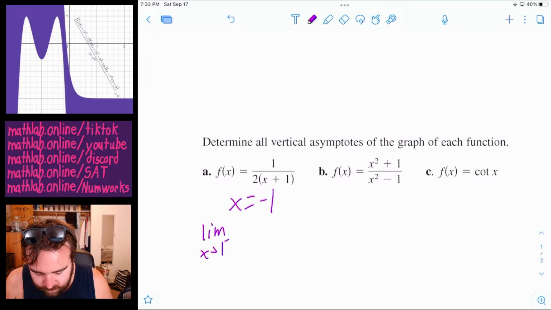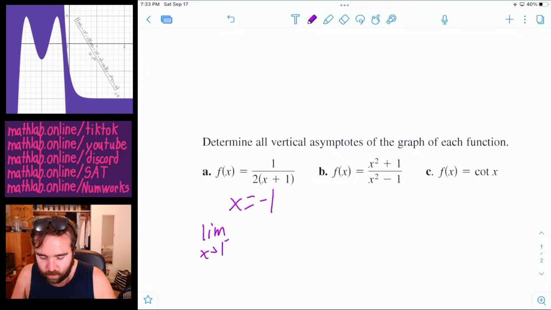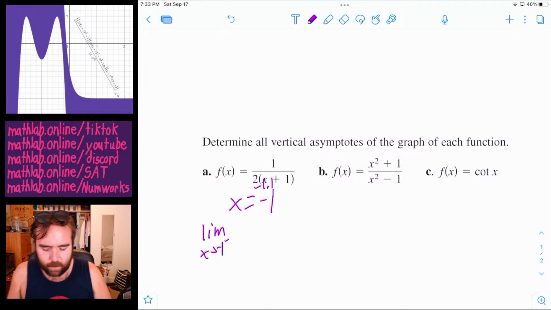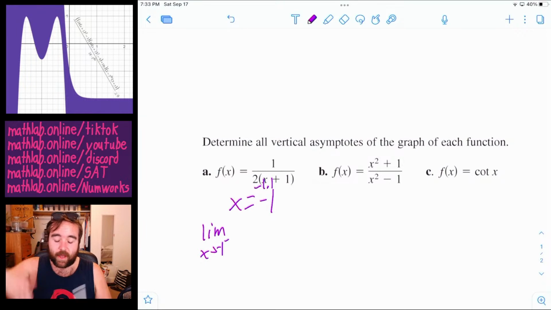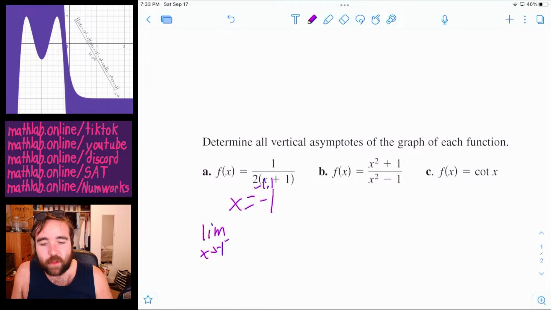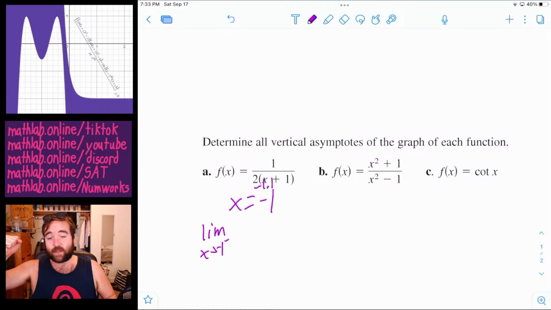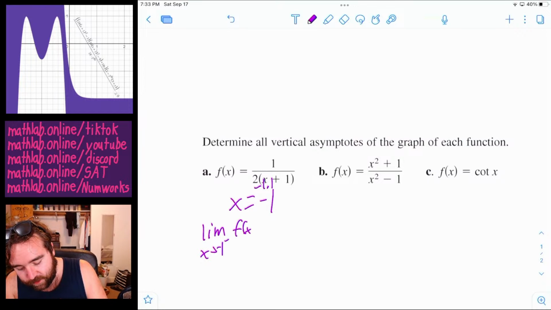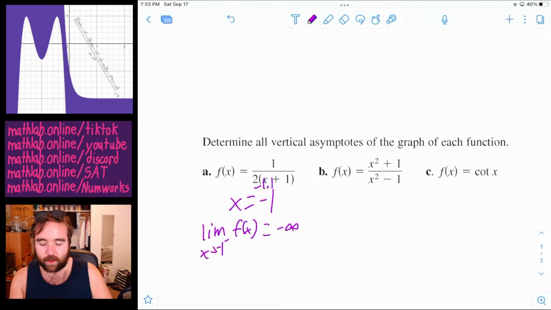So if we plug in a number just less than negative 1, that's important, say negative 1.1, are we going to get a positive number or a negative number? Let's just look real quick. If we plugged in negative 1.1, we're going to have negative 1.1 plus 1. So that's a negative number. And then times 2, 1 divided by a negative number, that's negative. So since when we plug in a number just less than negative 1, we get a negative number, we know that that's going to be negative infinity if we look at the graph.